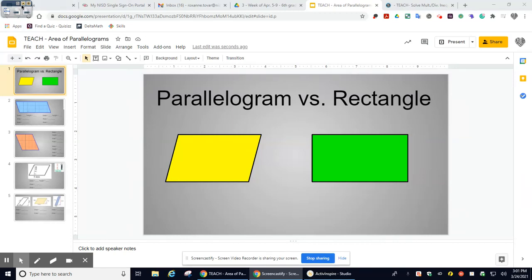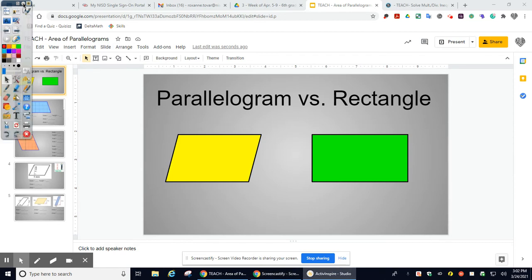All right, so today we're going to talk about area of a parallelogram. But before we get started, let's go ahead and talk about the parallelogram versus a rectangle and how they're similar and how they're different. If you notice here, they're both four-sided figures. That's how they're the same.